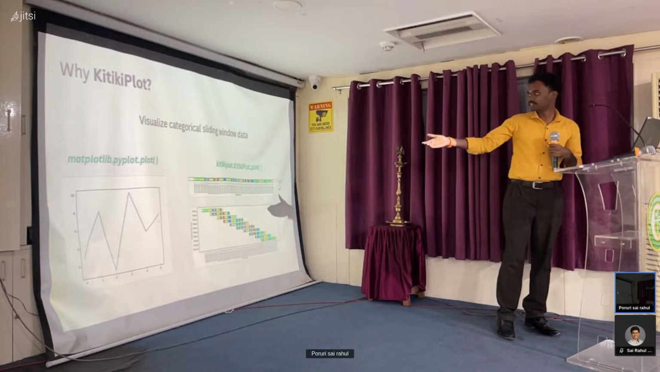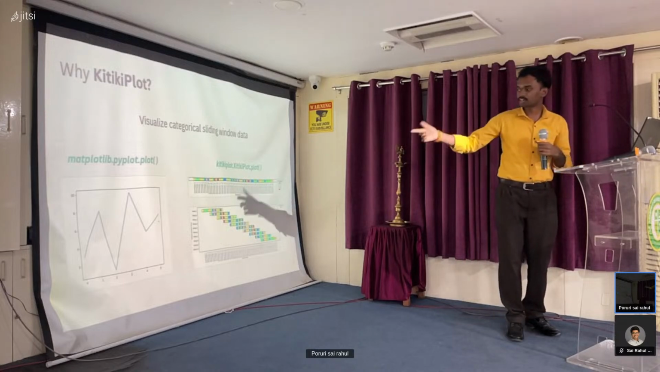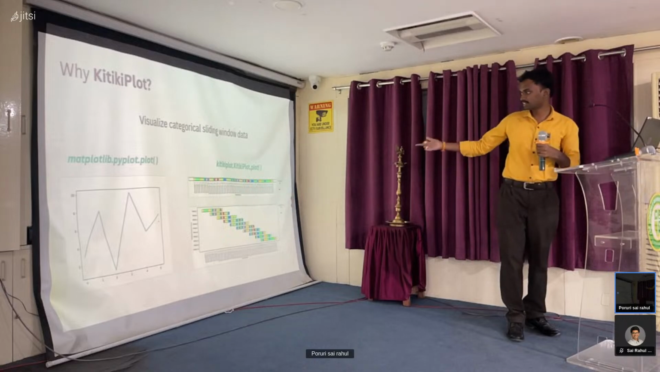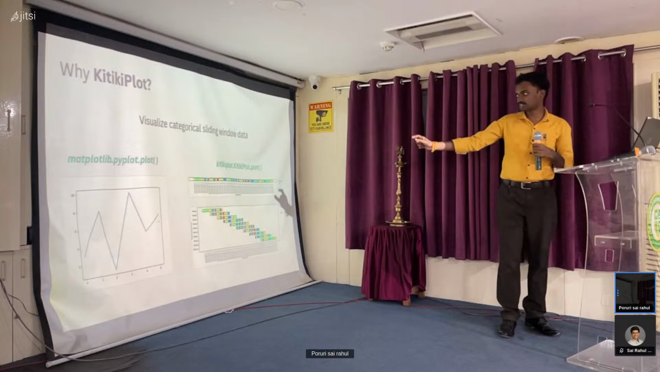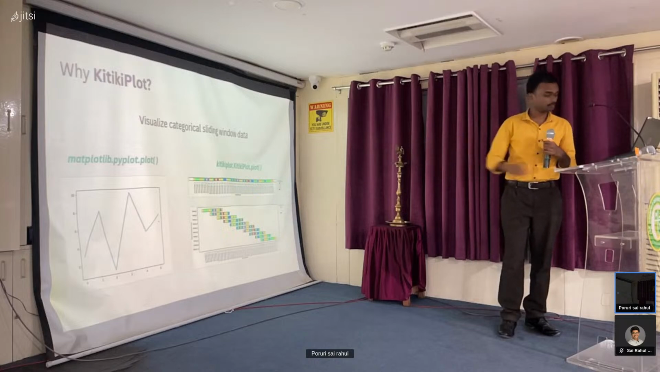Here, we can find 2 types. The right one is continuous data, and here it is categorical data. We can clearly visualize how the window is sliding in the second one.